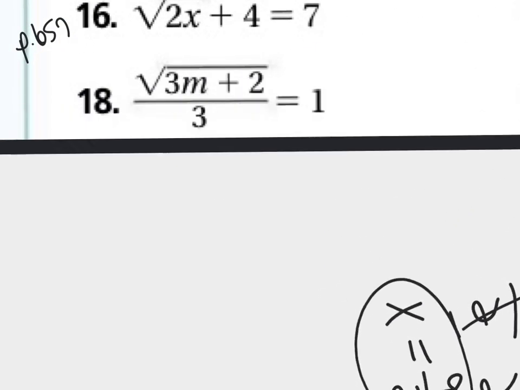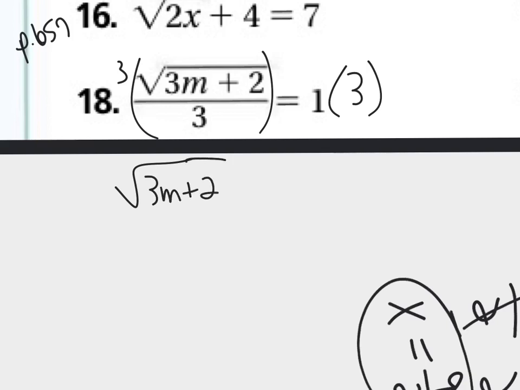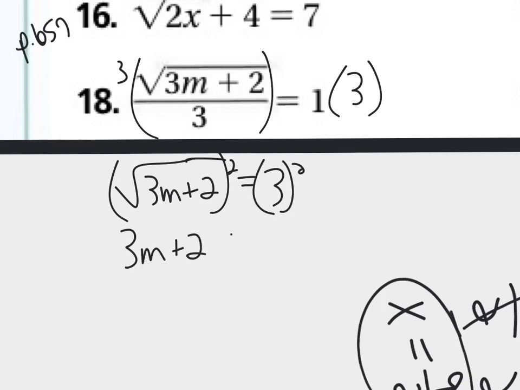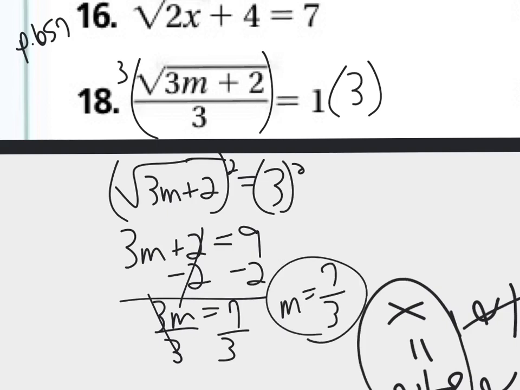18, that's a different look. We've got a 3 in the denominator, so multiply by 3 on both sides. And then square both sides and divide by 3. And you can just leave it as 7/3.